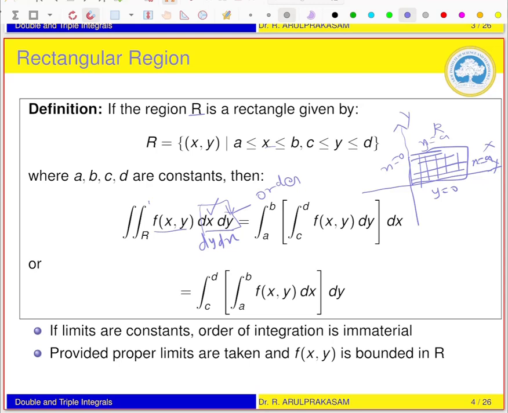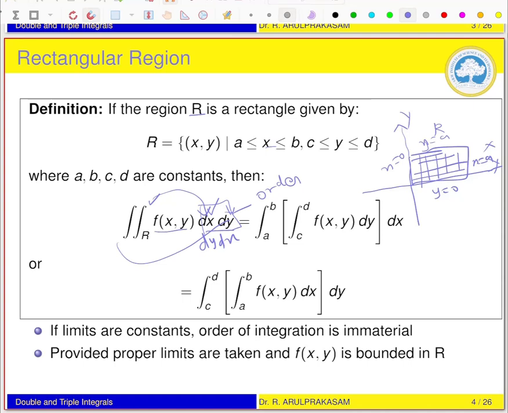So what is this called? It is called inner integral, it is called outer integral. What do you mean by inner integral? Inner integral involves integration with respect to x first, and outer integral involves the result. Meaning, first you integrate with respect to the variable x, and then integrate the resultant value with respect to y. This is the meaning, the definition of the evaluation of the double integral.